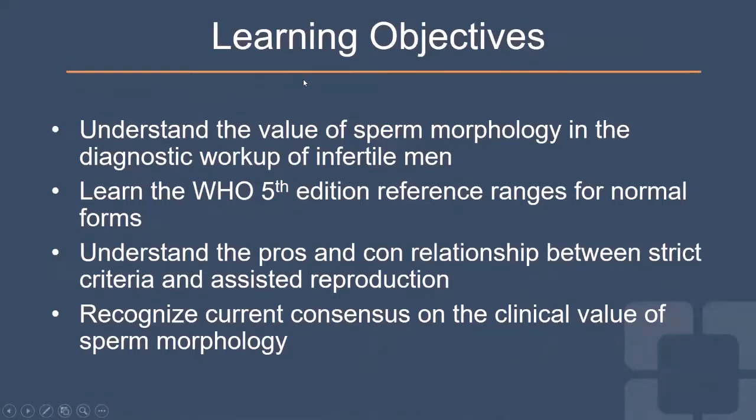The learning objectives of this lecture are to understand the value of sperm morphology in the diagnostic workup of infertile men, to learn about the WHO 5th edition reference ranges for normal morphological forms of spermatozoa, understand the pros and cons in the relationship between strict criteria and assisted reproduction, as well as to recognize current consensus on the clinical value of sperm morphology.